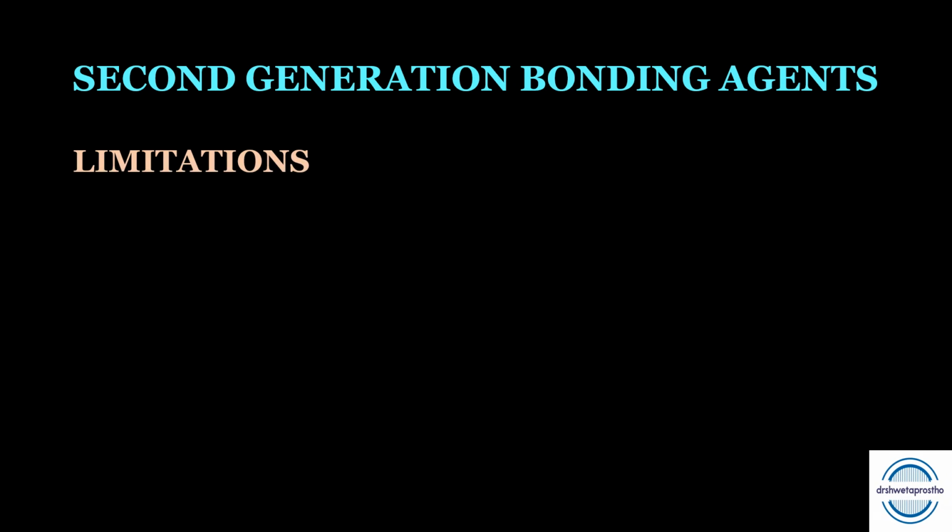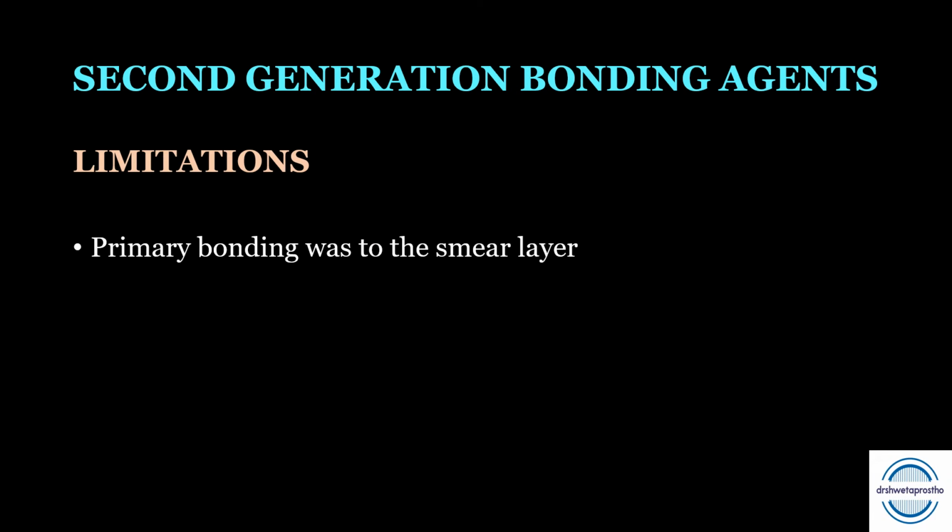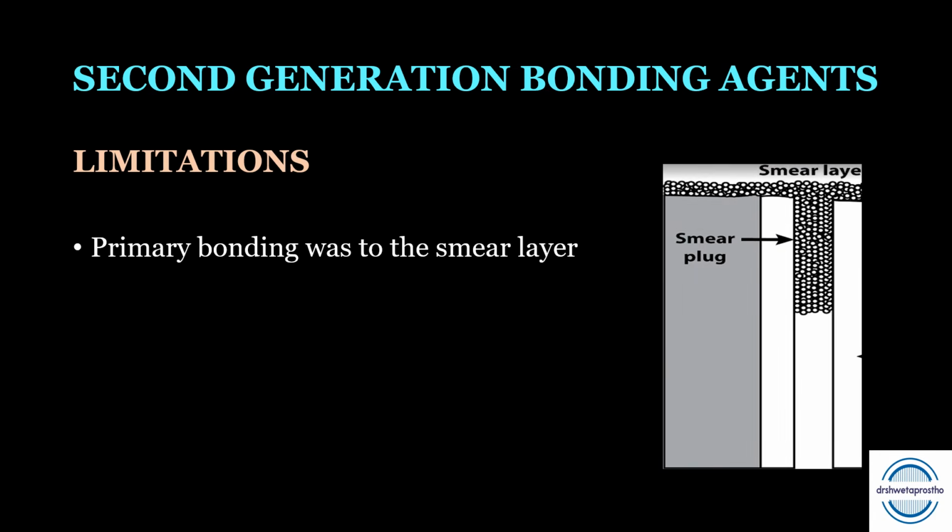If we talk about the limitations of the second generation, the primary bonding was to the smear layer, which prevented the intimate resin dentin contact, which is a prerequisite for the chemical reaction. So no chemical bonding was occurring. The bond strength, though higher than the first generation, was still very low, that is 5 to 6 megapascals.